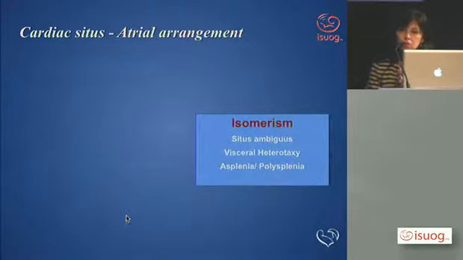And then we have two other situs. So there are four types of situs as far as the cardiac situs and atrial arrangement is concerned. In that group, we have the isomerism, which is the topic of this talk, and which is also called situs ambiguous, because it is neither solitus nor inversus, also called visceral heterotaxy, asplenia, polysplenia syndromes, so lots of words.